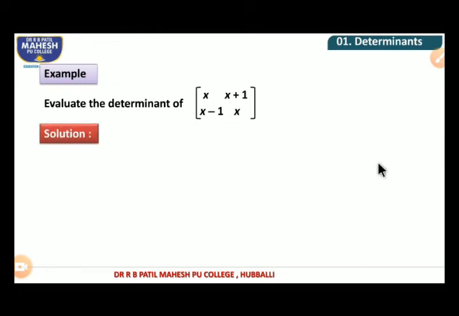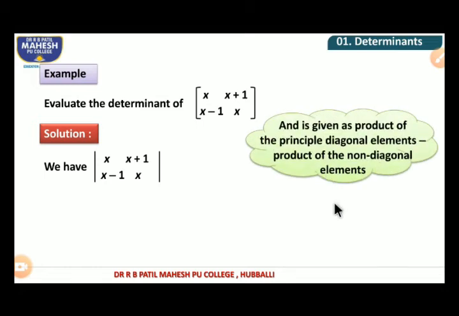Similarly, we will go for some more examples. Evaluate the determinant of the matrix x, x plus 1, x minus 1, x. So this is also a square matrix of order 2, so we can find out the determinant here. For the solution, we have the determinant of x, x plus 1, x minus 1, x, which is equal to again the product of principal diagonal elements minus the product of non-diagonal elements.